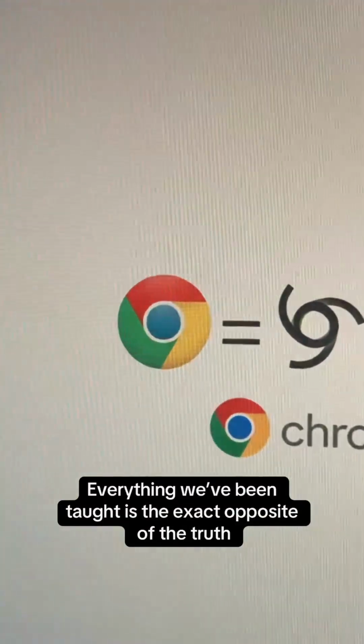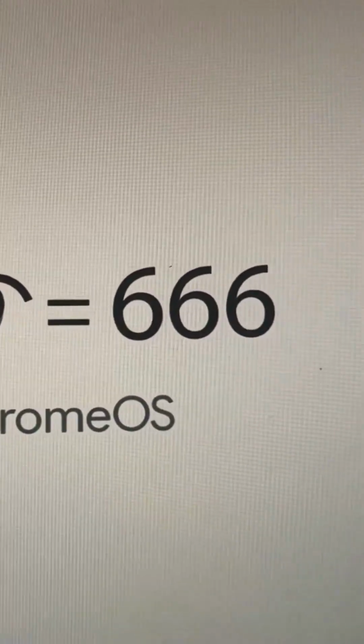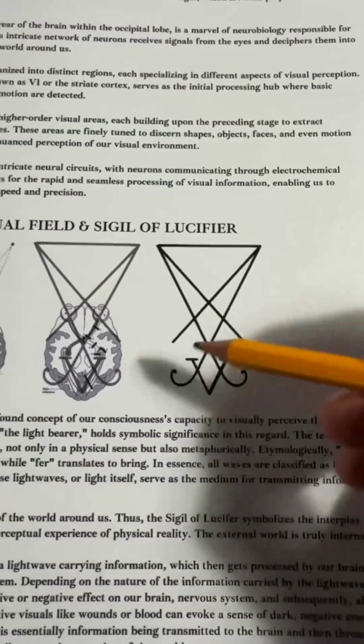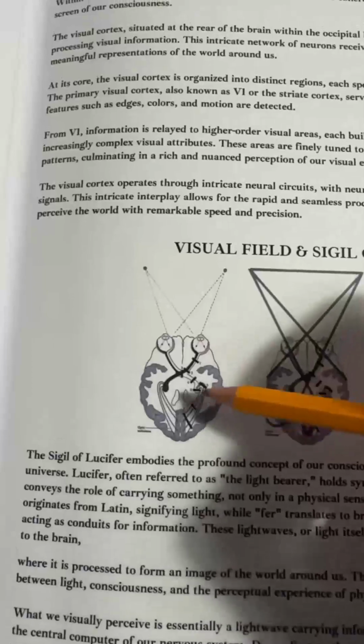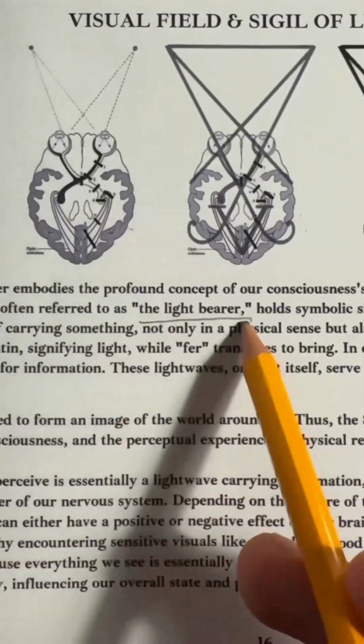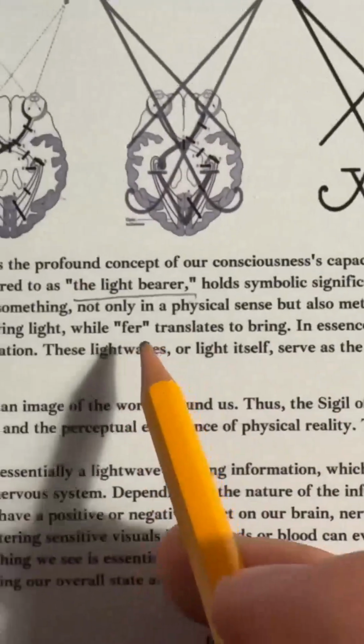Here's the Google Chrome logo, and it looks identical to 666. And here's the Google Play logo, which looks identical to the sigil of Lucifer. And the sigil of Lucifer looks identical to the brain's visual field. And Lucifer means the light bearer or the light bringer. Lucy means light, and fer means bring.